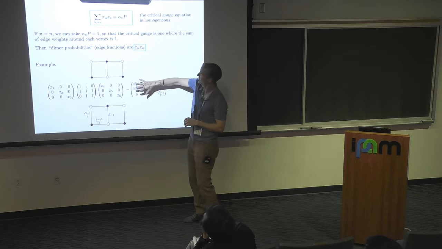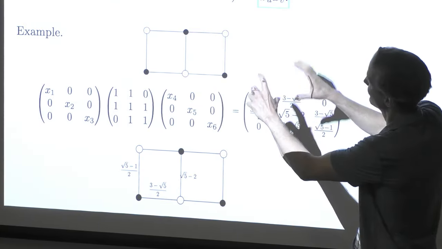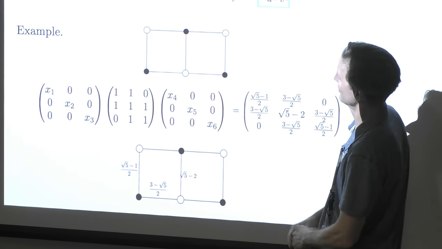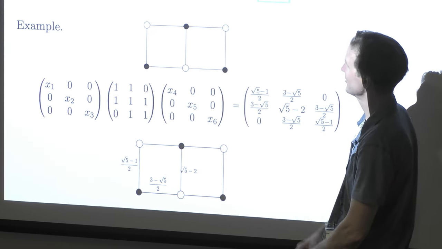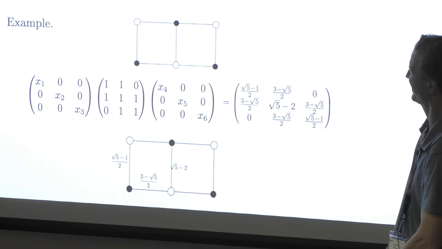Okay, so let's just go through the example here. Suppose this was my base graph. We did the case of the square. This is maybe the next simplest graph, a bipartite graph. It doesn't have to be bipartite, but I'm used to bipartite graphs.